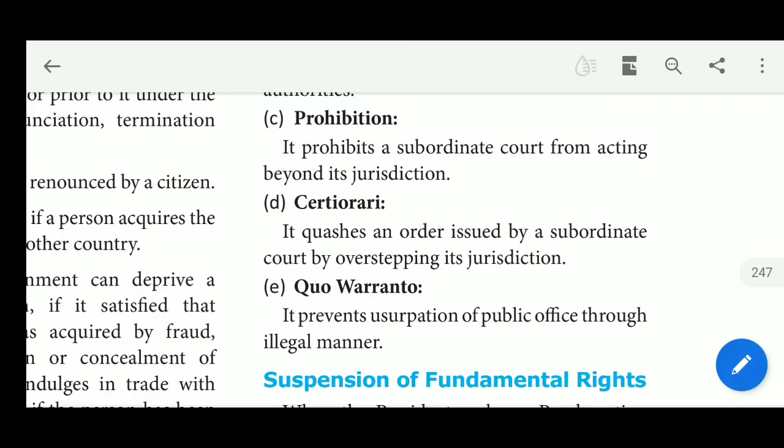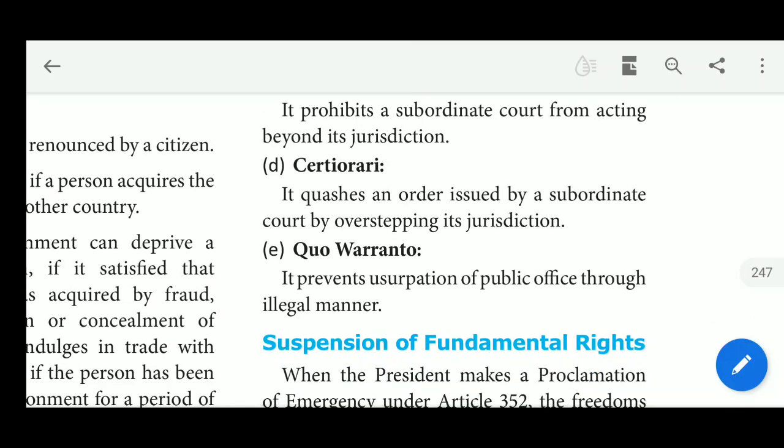Quo warranto. It prevents usurpation of public office through illegal manner. Explanation. Quo warranto means 'by what warrant'. This writ is issued to inquire into the legality of the claim of a person to a public office. It is not applicable for private office.